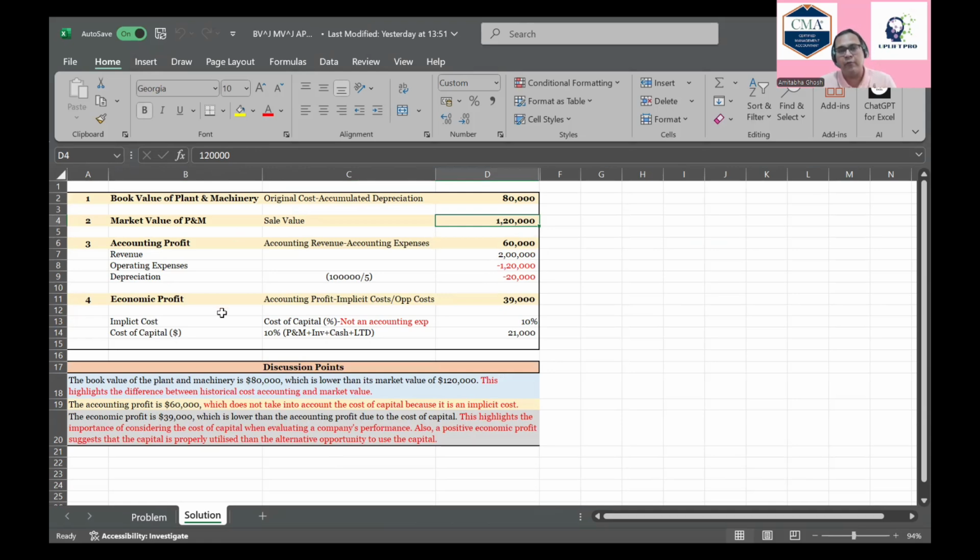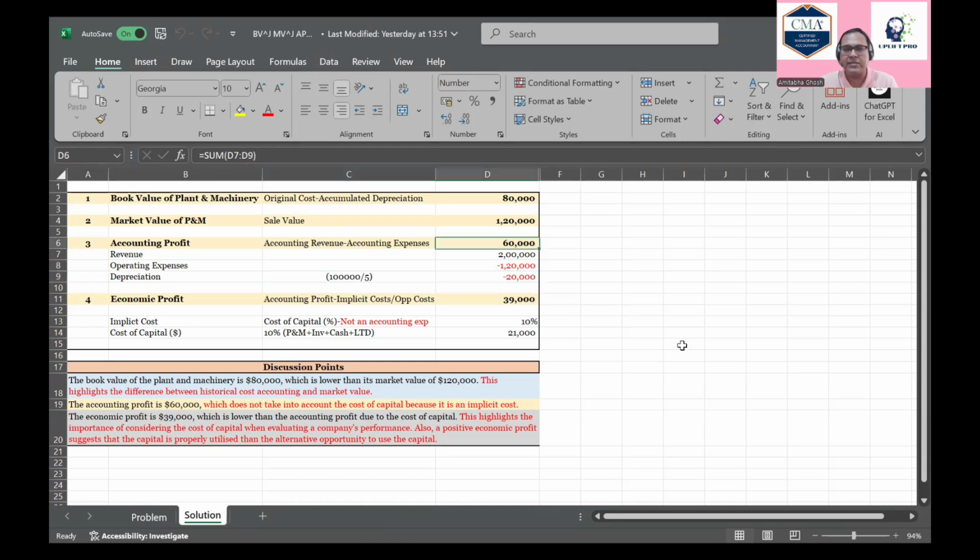Now comes accounting profit. We know that accounting profit is basically our accounting revenue minus our accounting expenses. So how are we computing the accounting profit? We have got revenue of 2 lakhs from the question, operating expenses 1 lakh 20, and depreciation we have computed from 1 lakh as original cost, 5 years left, straight line method. So 1 lakh divided by 5 gives us 20,000.